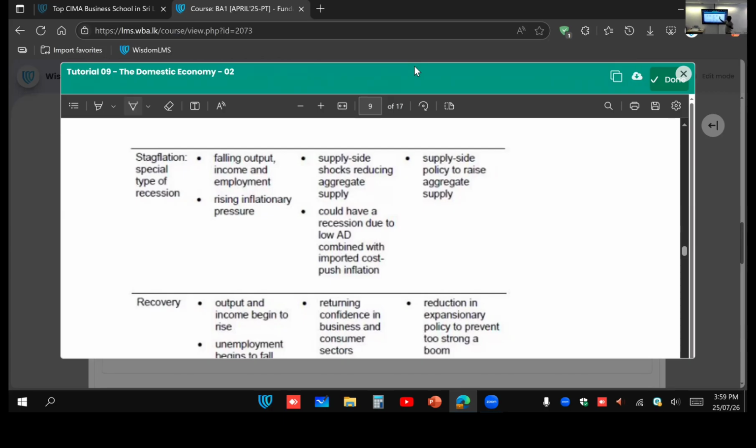So as a result, what can you do? Supply side policies to raise the aggregate supply. Don't pack up. I'm finishing this and letting you go.